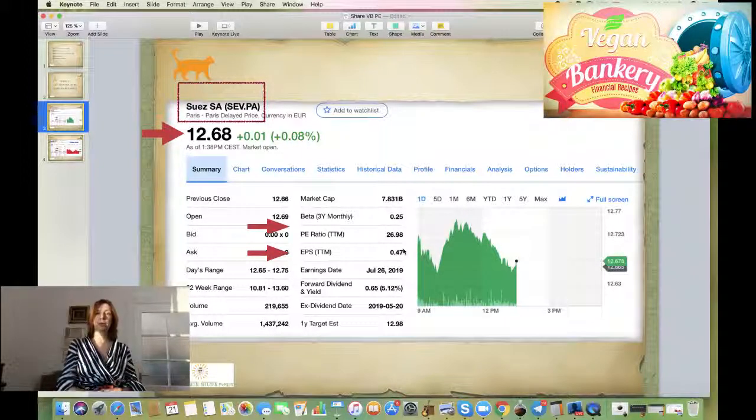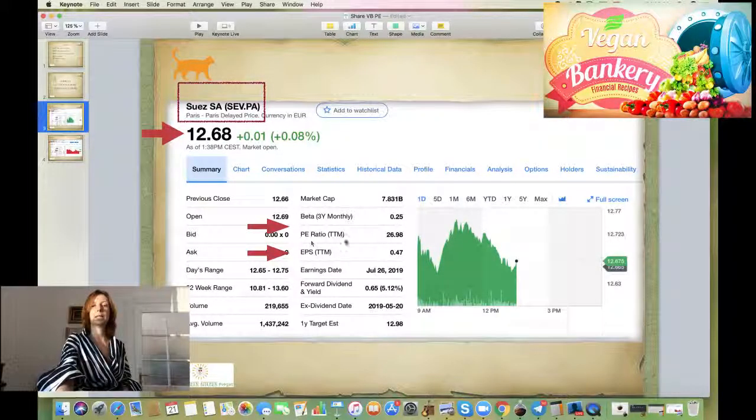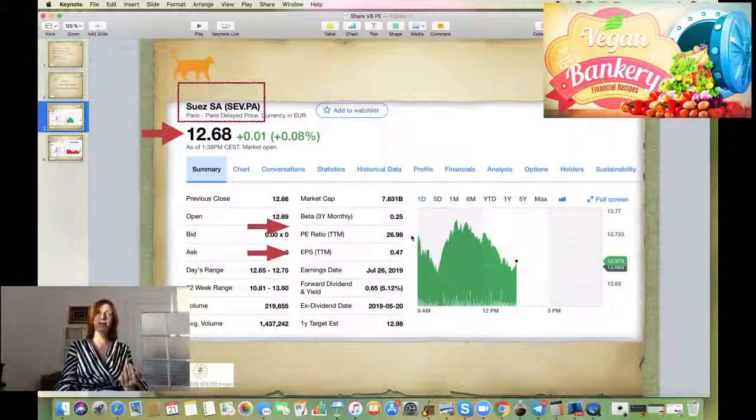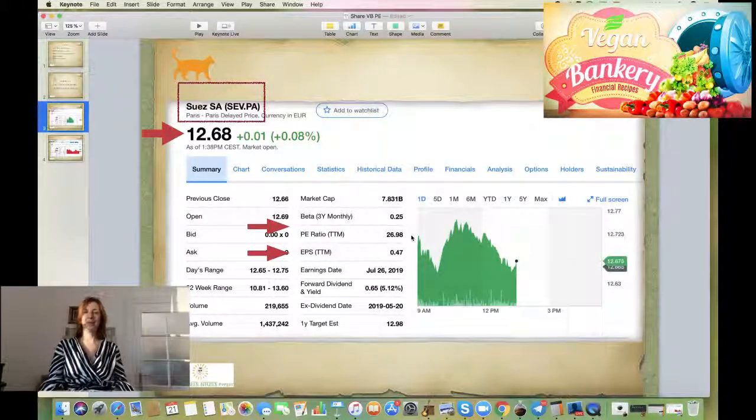So we come to the PE ratio here as well, as you see. It's 26.98, and it's calculated by 12.68 divided by 0.47. It's relatively high because the average PE ratio for the S&P 500 index, the largest 500 companies traded on the market, is approximately 15. Good or bad? We'll compare with another company.